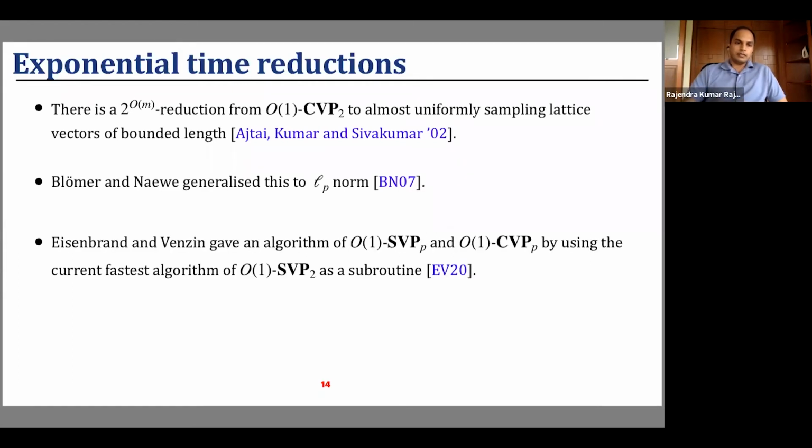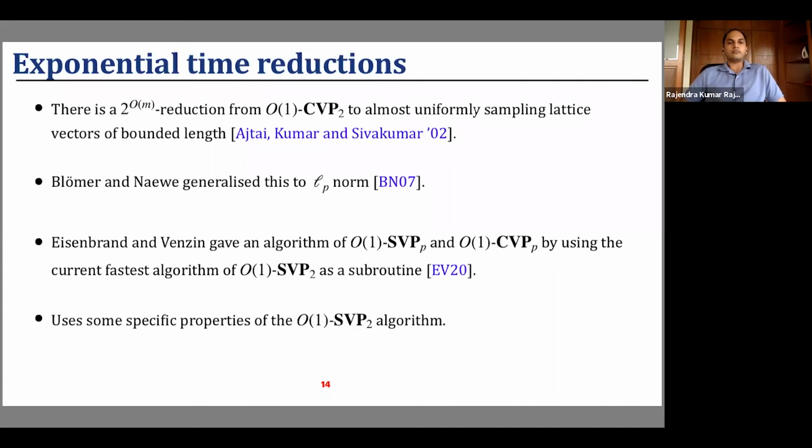And then recently Eisenbrand and Venzin gave an algorithm for constant approximation of SVP and CVP in different L_p norms by using the current fastest algorithm for SVP in the L2 norm as a subroutine. The only drawback of this reduction is that it uses some specific properties of the current fastest algorithm. So this is not a general algorithm which can work with any SVP_2 oracle. So this is all that is known about exponential time reductions between SVP and CVP.